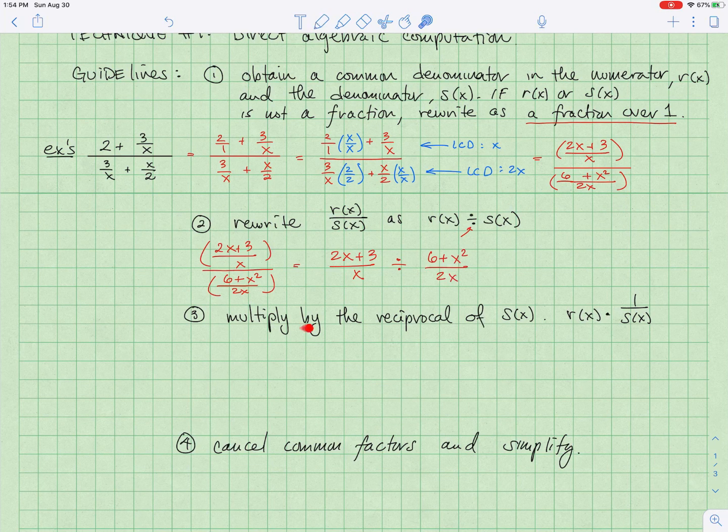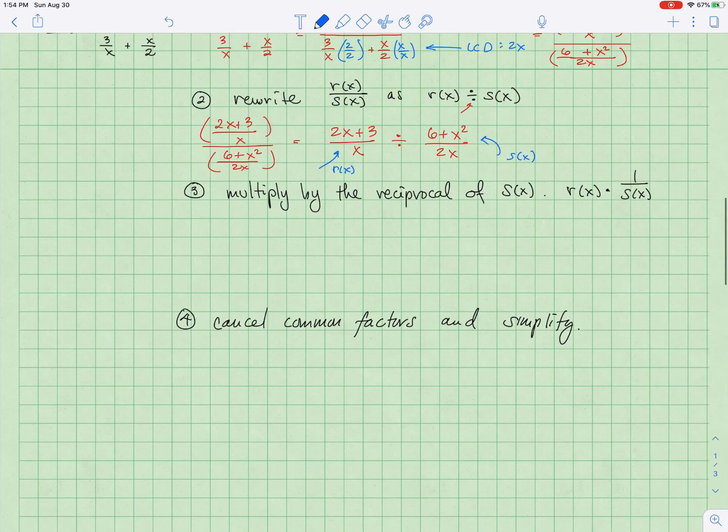And then the next thing we're going to do is multiply by the reciprocal of s of x. So again, this is r of x, and this is s of x. So we're going to have the following. 2x plus 3 over x divided by 6 plus x squared over 2x is equal to 2x plus 3 over x times the reciprocal 2x over 6 plus x squared, right? So we are taking the reciprocal of the second fraction.